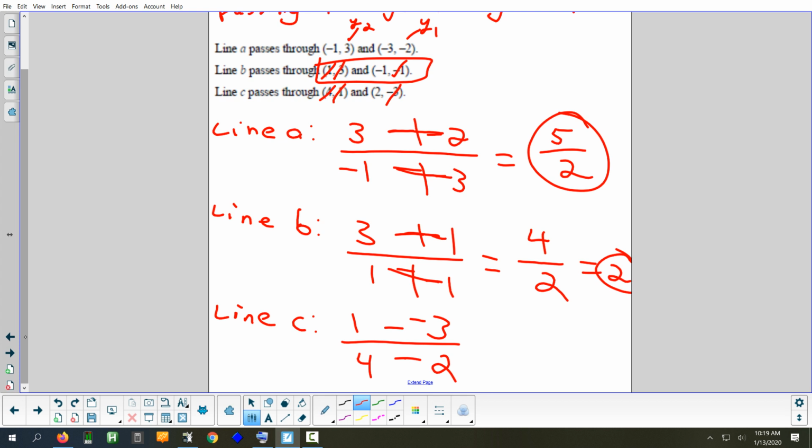Okay, in the top, same thing's going to happen that happened a lot. Minus a minus becomes a plus. So I get 4 over. What's 4 minus 2? 2. 2, and that's what we just got before. So lines B and C have the same slope. Can I say for sure that they're parallel? Not yet, right?